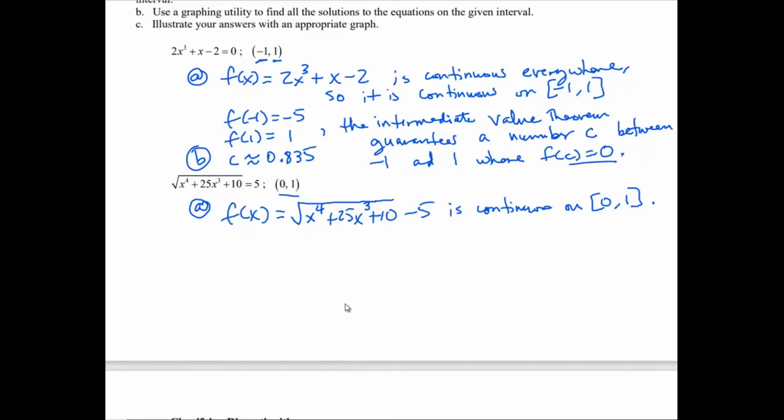Alright. So now if I plug in f of 0, then I will get square root of 10 minus 5. Alright, square root of 10 is less than 5. So that is a negative number. That is less than 0. If I put in 1, I get 1, which is greater than 0. So I have a negative when I plug in 0. I have a positive when I plug in 1. So therefore the intermediate value theorem guarantees a number C between 0 and 1 where f of C is equal to 0. Okay. Now same thing, we can get an estimate there.